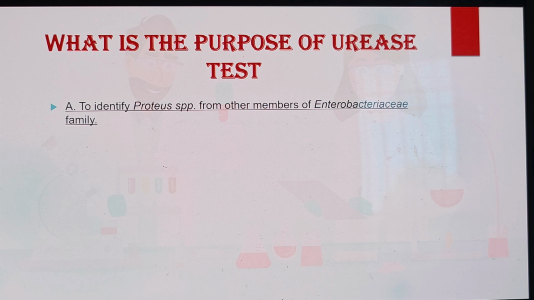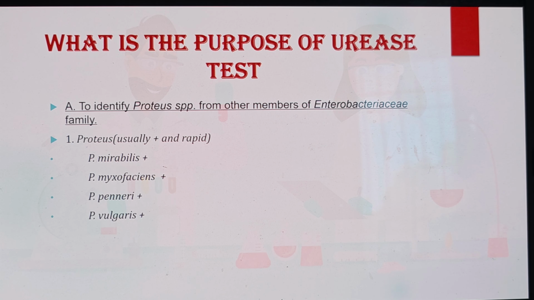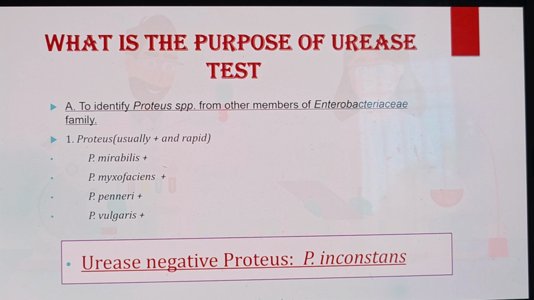What is the purpose of this test? It is mainly used to identify Proteus species from other members of Enterobacteriaceae family. So here are some examples of Proteus species which show the urease test positive, which are first Proteus mirabilis, Proteus myxofaciens, then Proteus penneri, Proteus vulgaris. Urease negative Proteus example is Proteus inconstans.